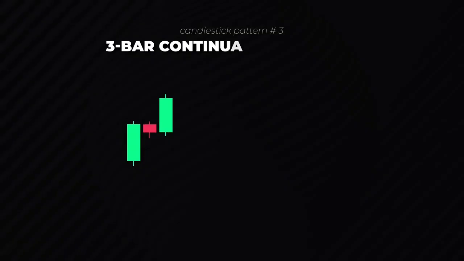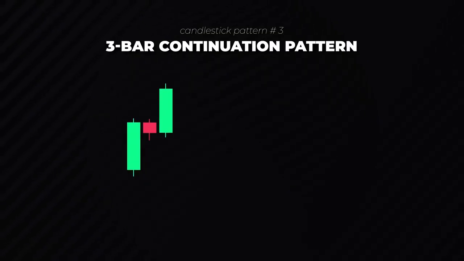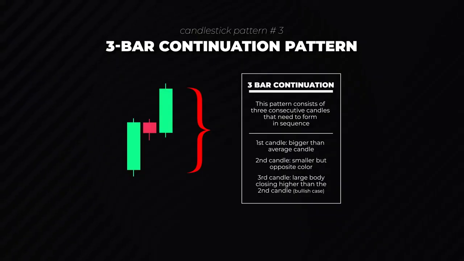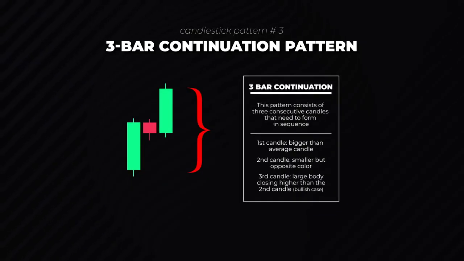Moving on to pattern number 3, which is the 3-bar continuation pattern. This pattern consists of 3 consecutive candles that need to form in sequence. The first candle should have a large body and be bigger than the average candle. The second candle is a smaller, opposite-colored candle that ideally shouldn't be more than half the size of the first candle's body. The third candle should be another large candle that closes higher than the second candle's close.